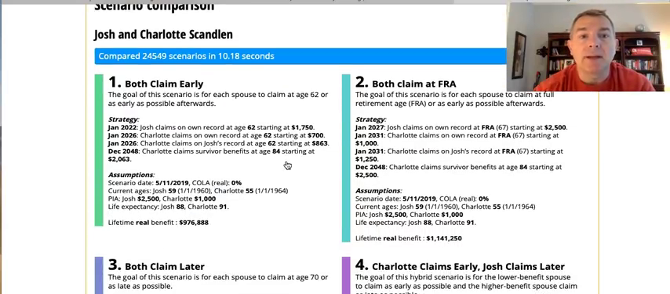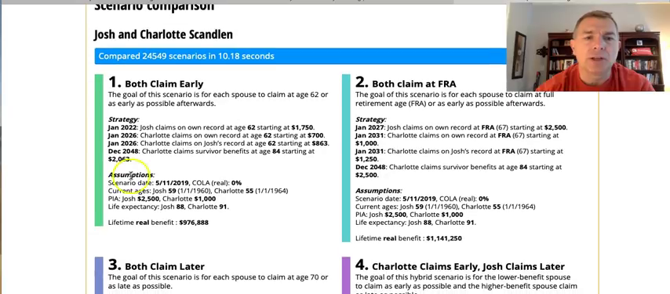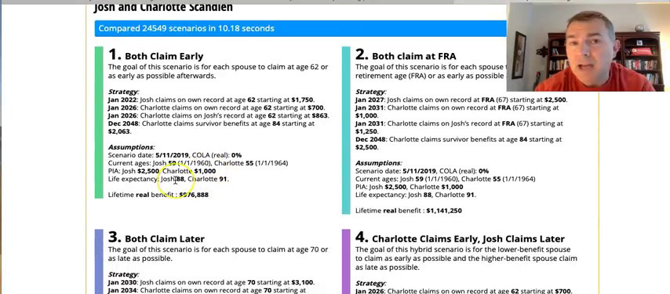All right, so what we got here is both claim early. We compared 2,459 scenarios. Let's again show you the assumptions. I am 59. I was born 1/1/60. My wife is 55. She's born 1/1/64. This is actually Josh and Charlotte 10 years older than we actually are today. My life expectancy is 88 and Charlotte's is 91.